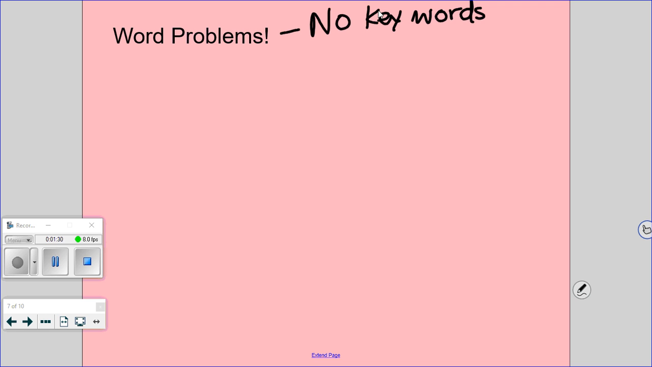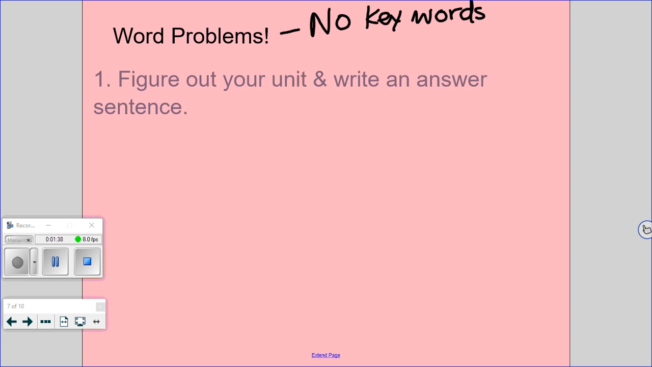Sometimes. Alright, so there are a couple of steps to solving a word problem. You will need to write down the steps. Step number 1, we need to figure out your unit and write an answer sentence. Obviously, before step number 1, you should probably read the problem. But after you read the problem, you need to figure out your unit, and write an answer sentence.